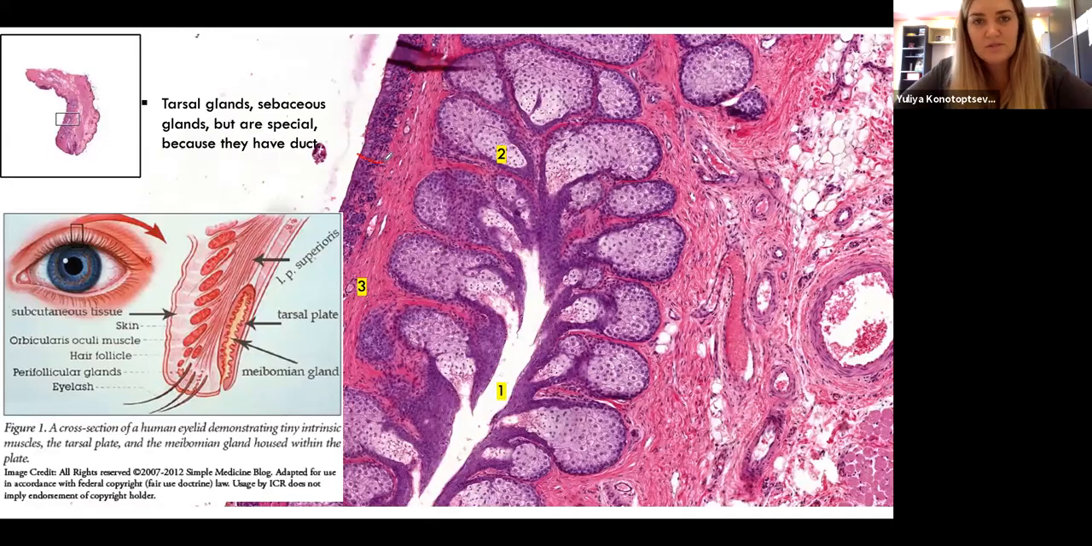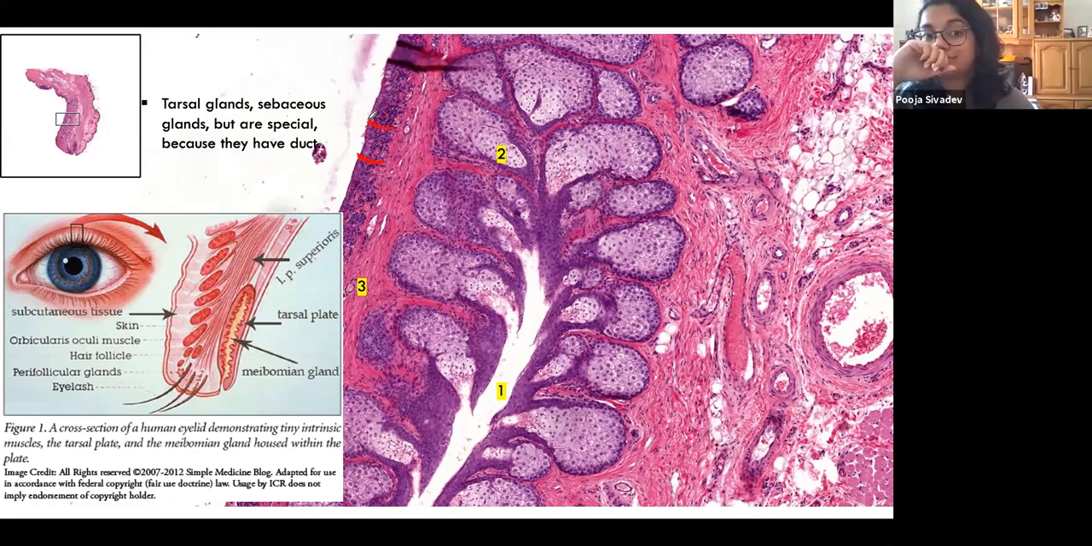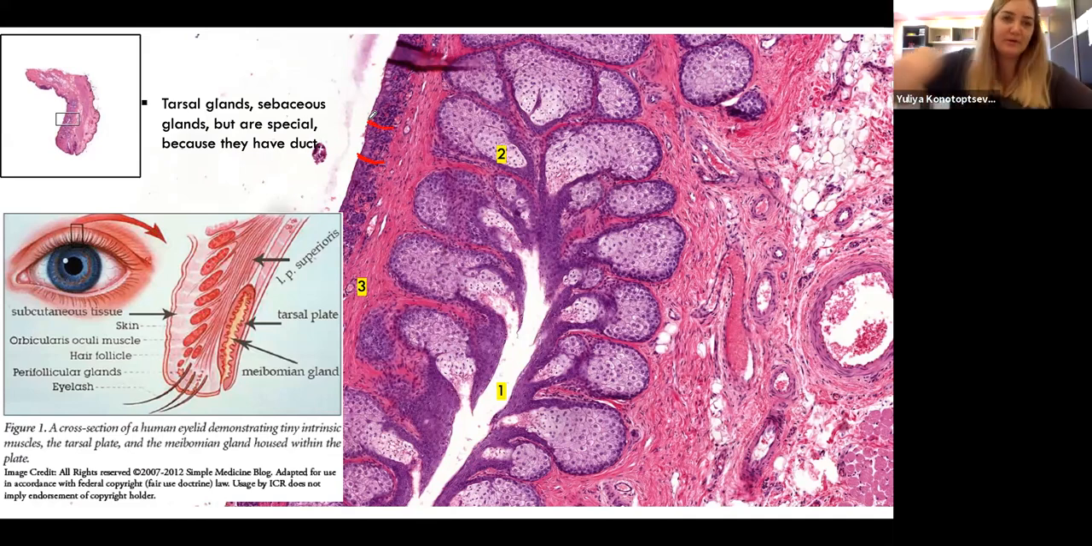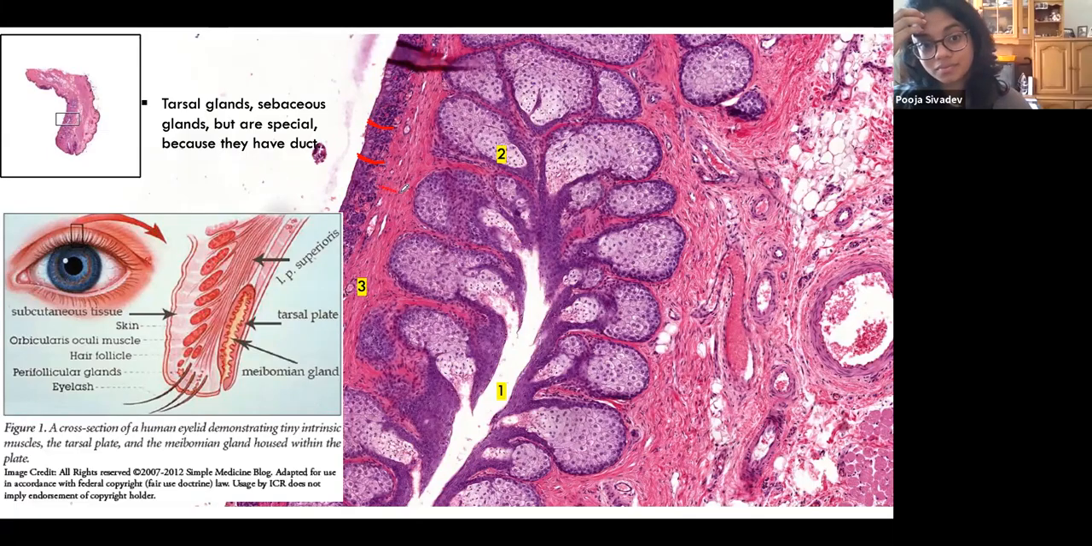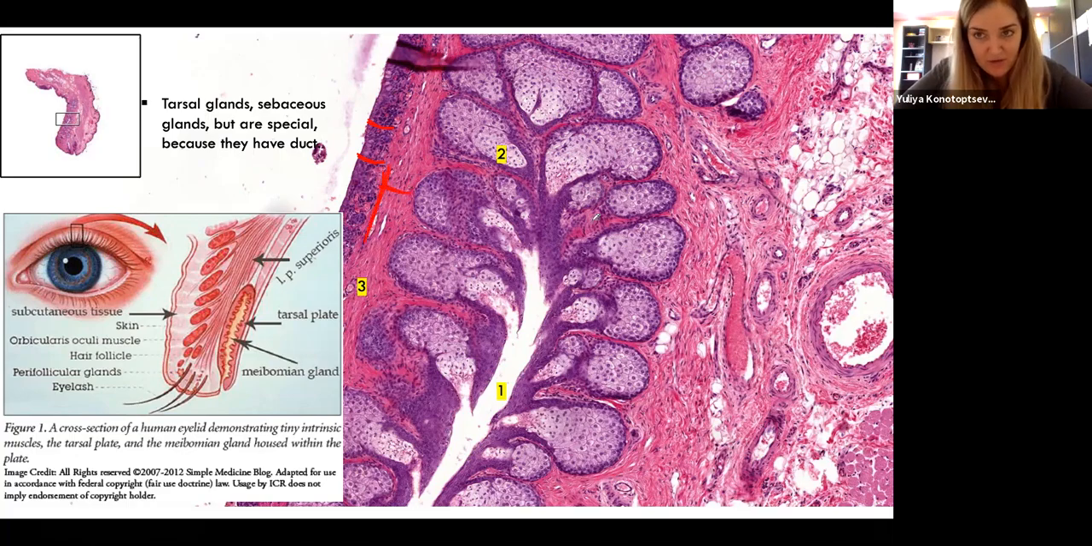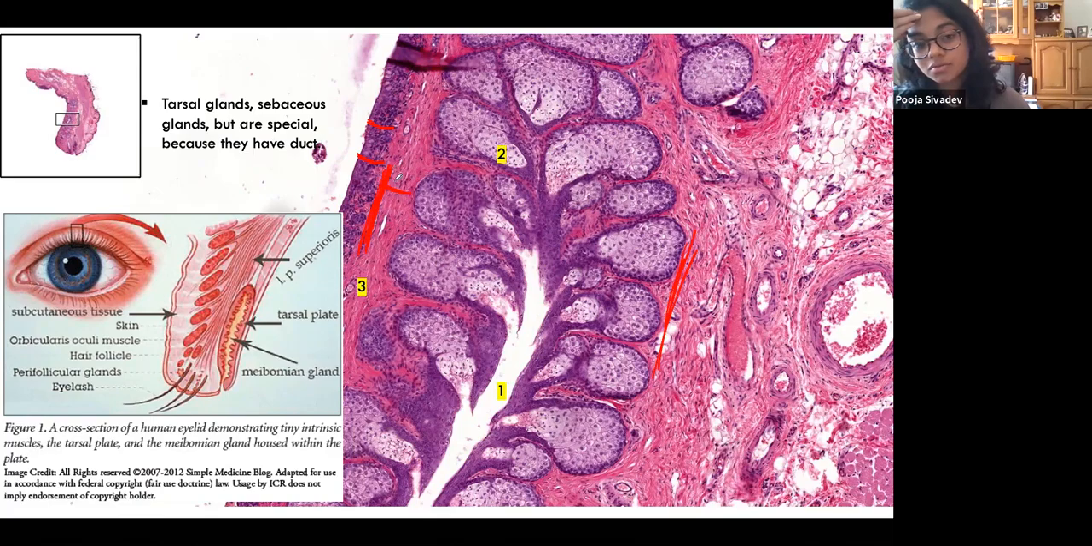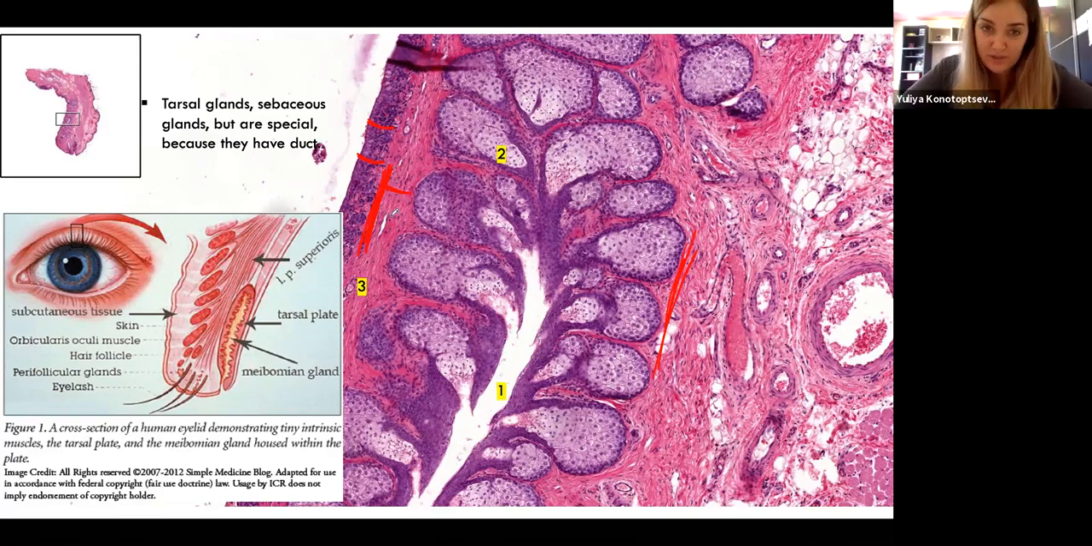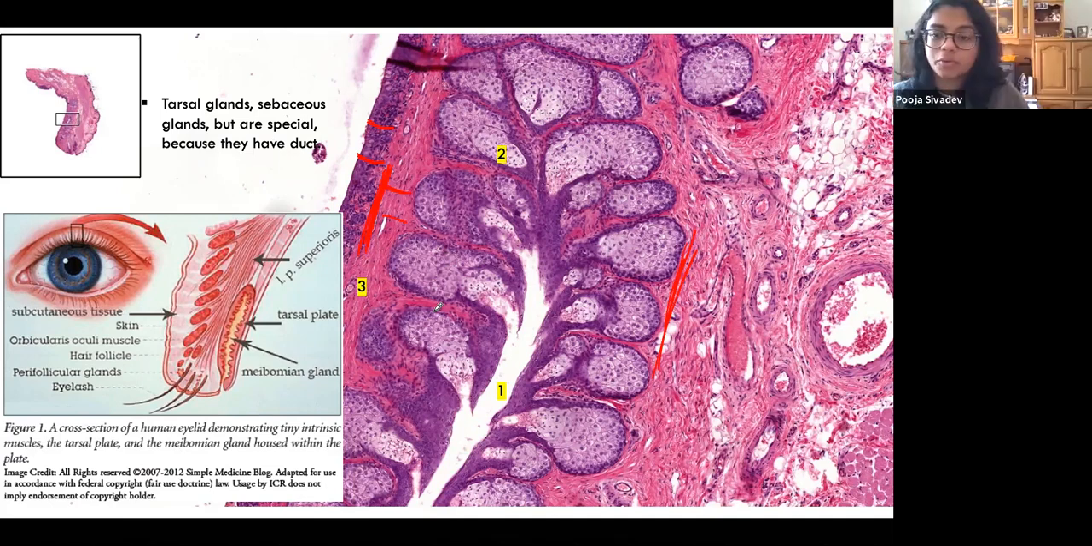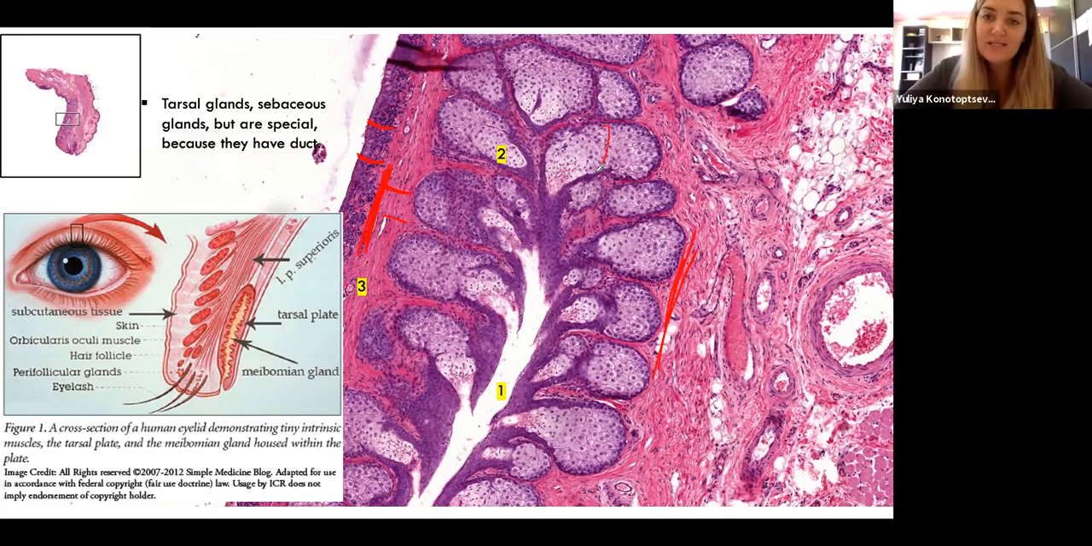Okay, again, what is this? Now we're going from the opposite direction. Palpebral conjunctiva, starting from here, finishing here. What is that? Tarsal part. Tarsal part is basically dense connective tissue. You can see it here. There's a bunch of collagen fibers here. Within the tarsal part, we can see this gland. Meibomian. Which kind of gland is it?